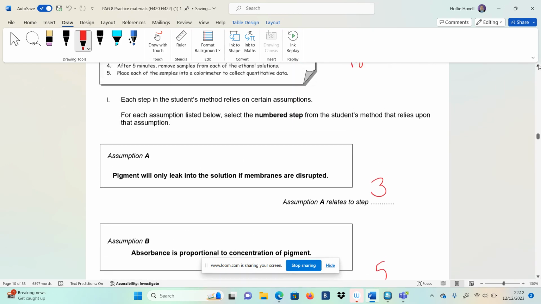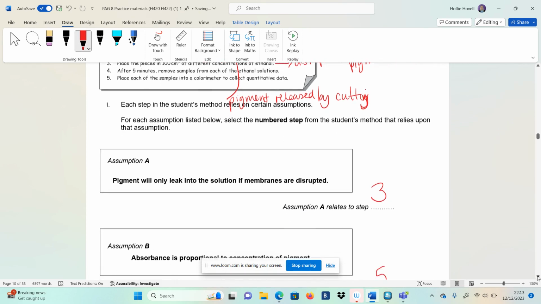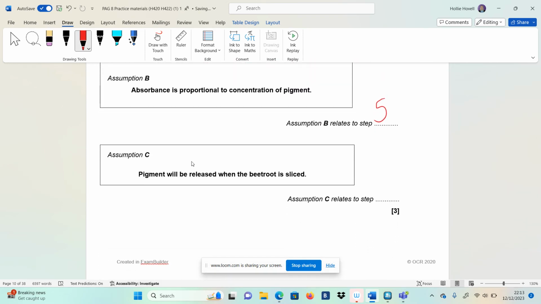So just looking, where are they slicing the beetroot? So they cut the equal pieces here. So that's going to release some pigment, isn't it? They're going to accidentally cut some of the cells. So then they washed it off to wash the pigment released by cutting, because they only want to measure the pigment that's released because of the ethanol. So that's why they washed it off first. So that one must be number 2. Next page.